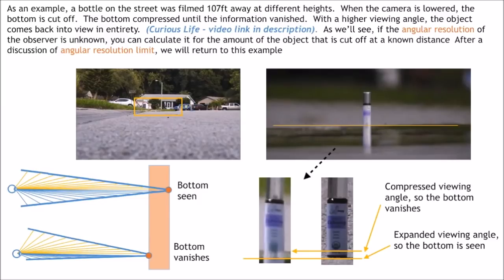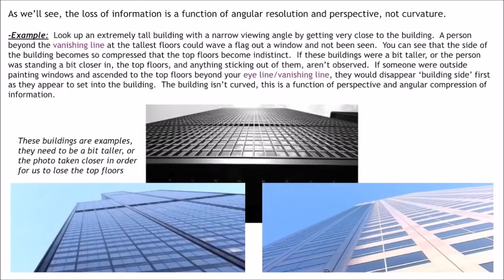So again, we're showing the bottle here. This is the close-up view. You can see a little bit of refraction distortion along the bottom of the bottle, but you can see that the bottom of the bottle is cut off, and what you're seeing below that is what's called an inferior mirage, and we will go through that later. But where it starts to mirage, that is the horizon line, and you can see that that part is cut off. So as we'll see, the loss of information is a function of angular resolution and perspective and not curvature.